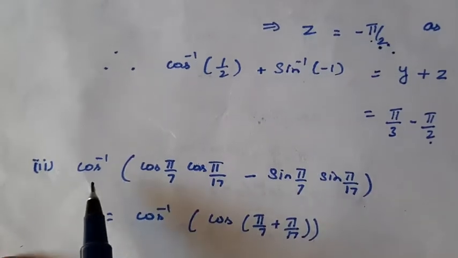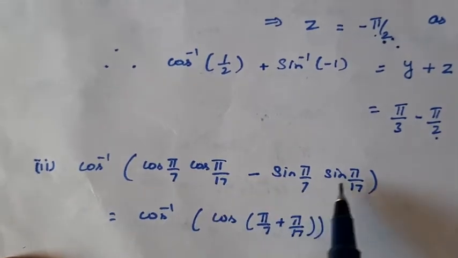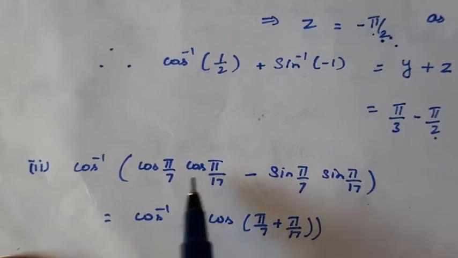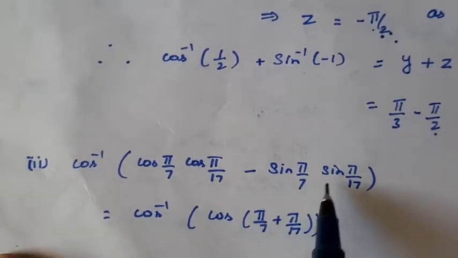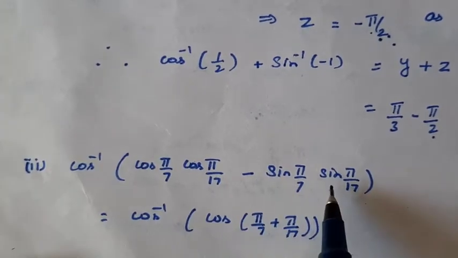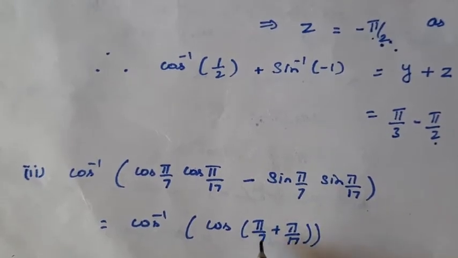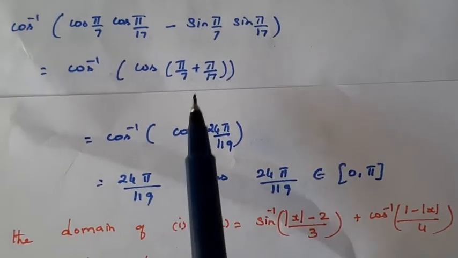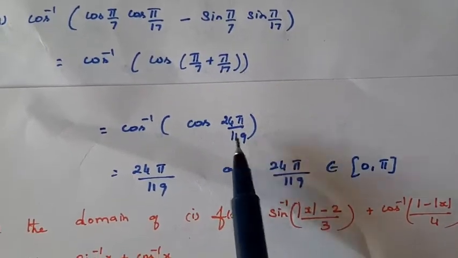Then the third subdivision is cos inverse of cos pi by 7 cos pi by 17 minus sin pi by 7 sin pi by 17. So this is not a single term. Here there is a product of two cos values and a product of two sin values. By looking at that, you can see that it is of the form cos A cos B minus sin A sin B. So you can simplify this as cos of A plus B, that is cos of pi by 7 plus pi by 17. So summing up this, it will be equal to cos 24 pi by 119.